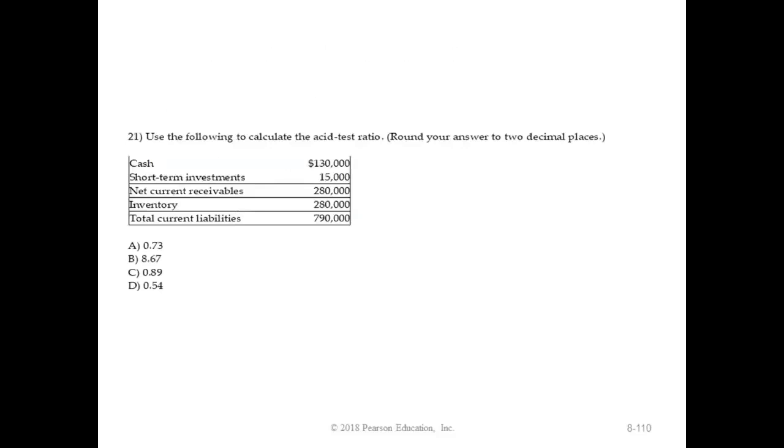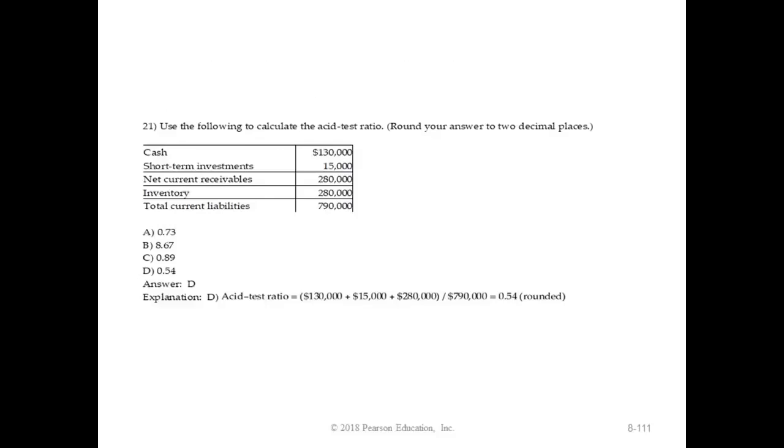21. Use the following to calculate the acid test ratio. So again, I need to have cash, short-term investments, net current receivables. Take those three numbers divided by current liabilities. We're not going to include inventory because it can't be converted to cash very quickly. So if I take the cash plus short-term investments plus current net receivables and divide that by total current liabilities, I'm coming up with an acid test of 0.54. This one's going to be D.